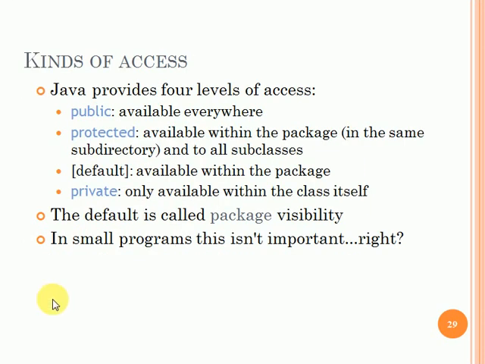The various kinds of access. Java provides four levels of access. The first one is public, which is available everywhere. The next one is protected, which is available within the package, that is, in the same subdirectory, and to all subclasses. The next one is default, available within the package, and the last one is private. It is only available within the class itself. The default is called package visibility. In small programs it is not necessary.